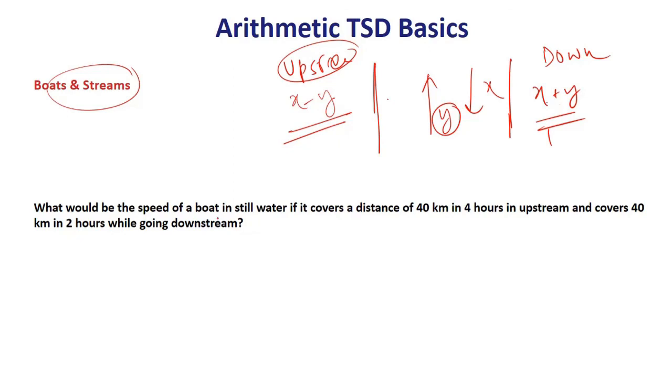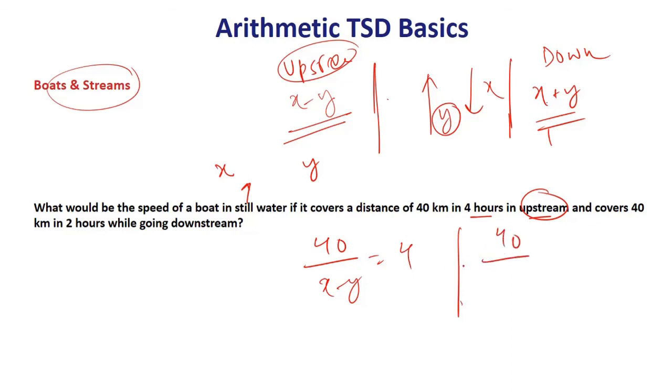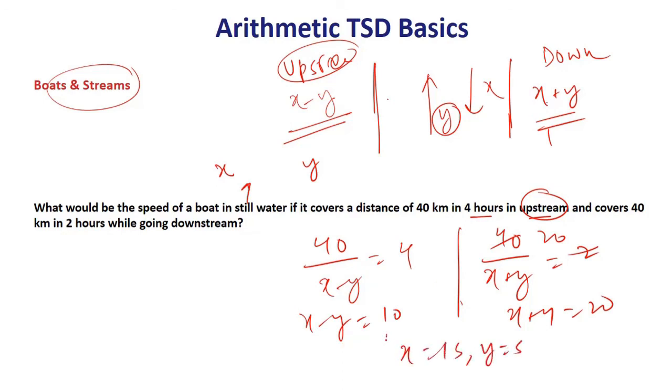So let's see what would be the speed of a boat in still water if it covers a distance of 40 kilometers in 4 hours upstream. So let's say the speed of the boat in still water is x and the speed of the current is y, right? In that case, 40 upon x minus y is equal to 4 hours. It covers 40 kilometers downstream in 2 hours. So 40 upon x plus y is equal to 2. So this becomes x plus y is equal to 20 and x minus y is equal to 10 in this case. So clearly x is equal to 15, y is equal to 5.